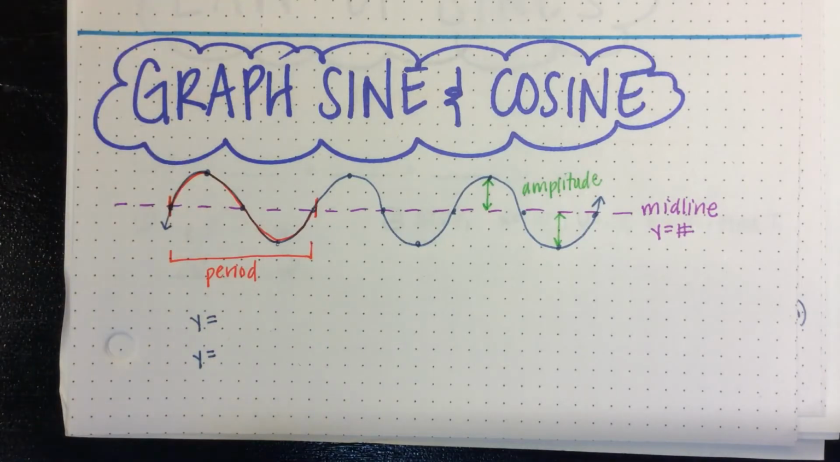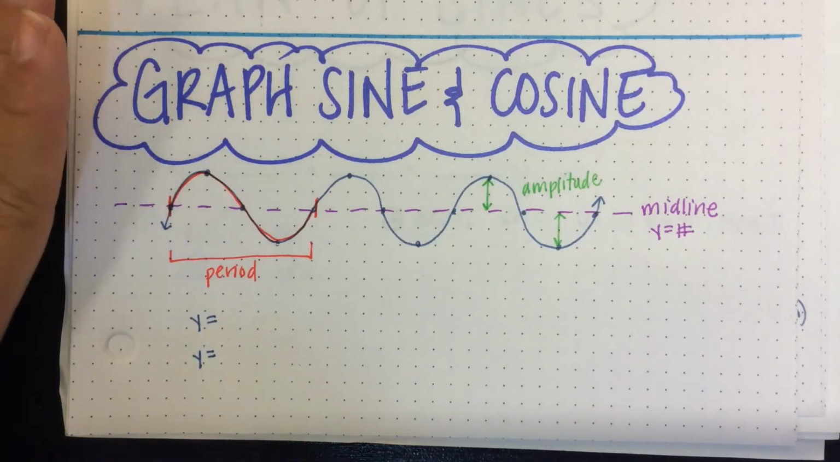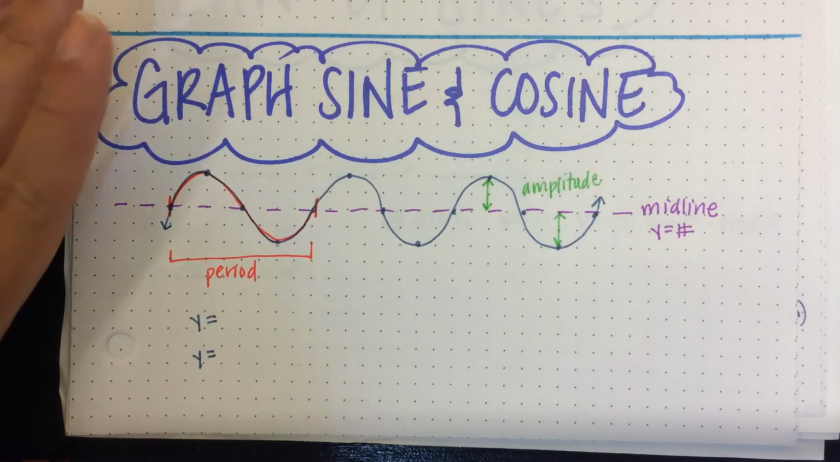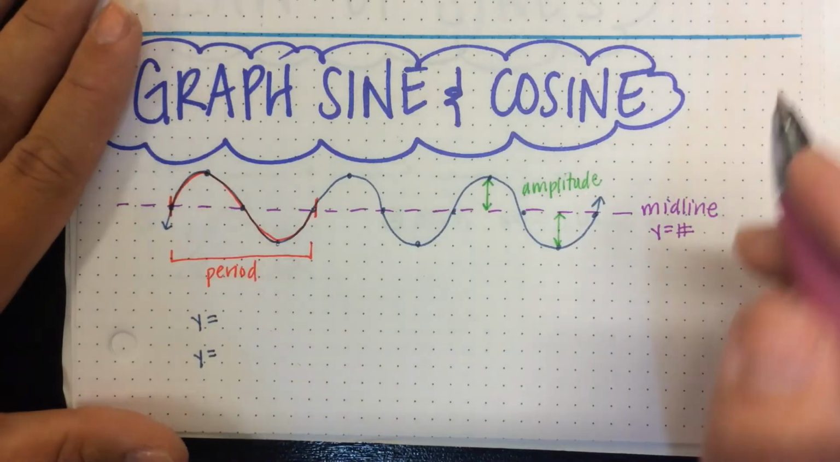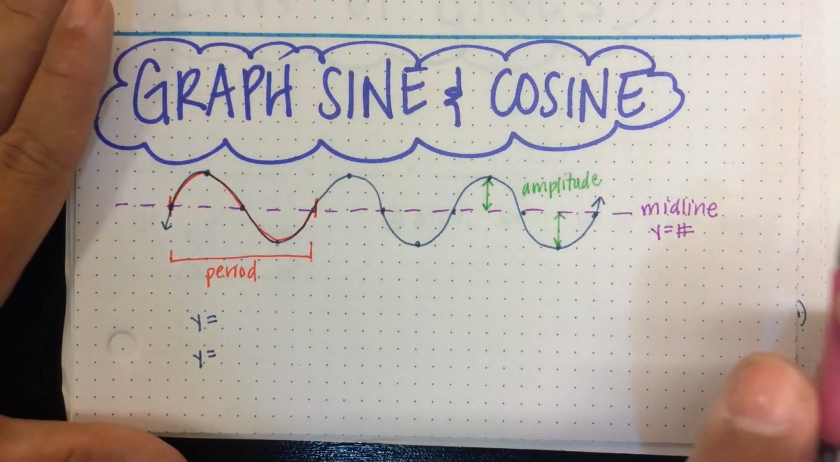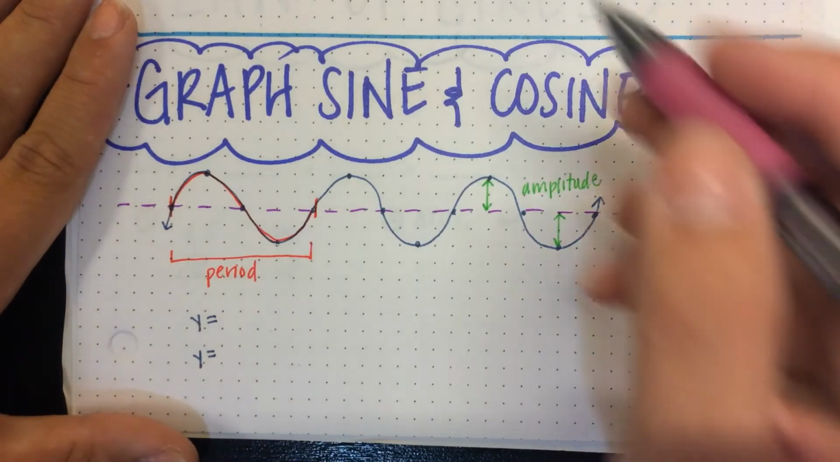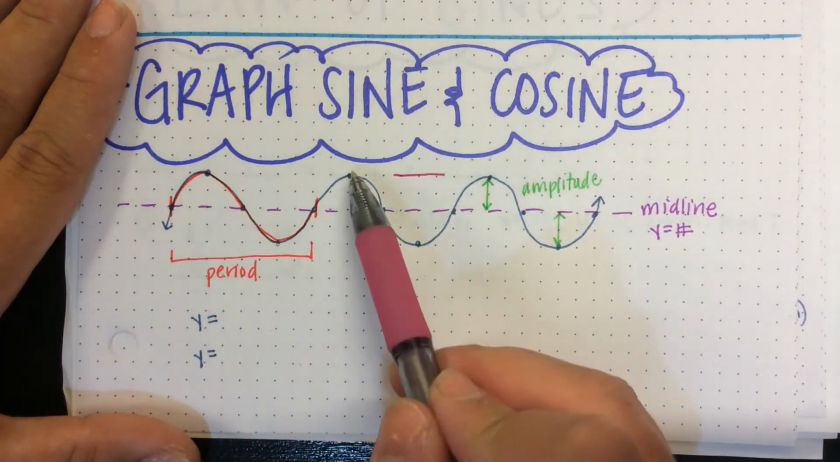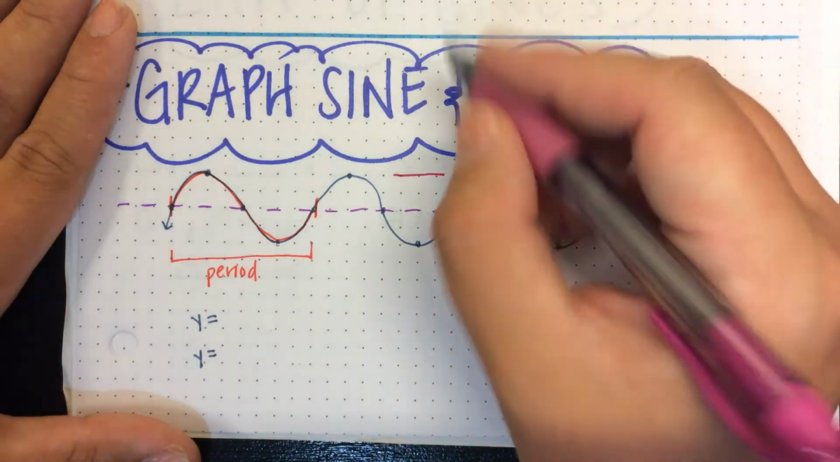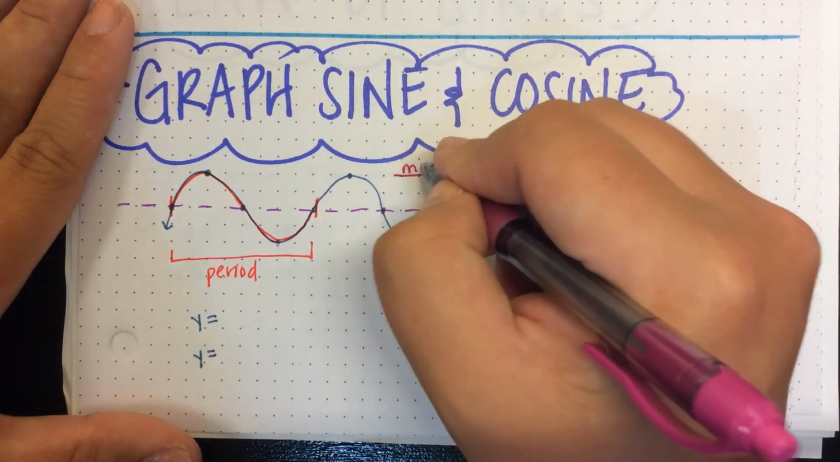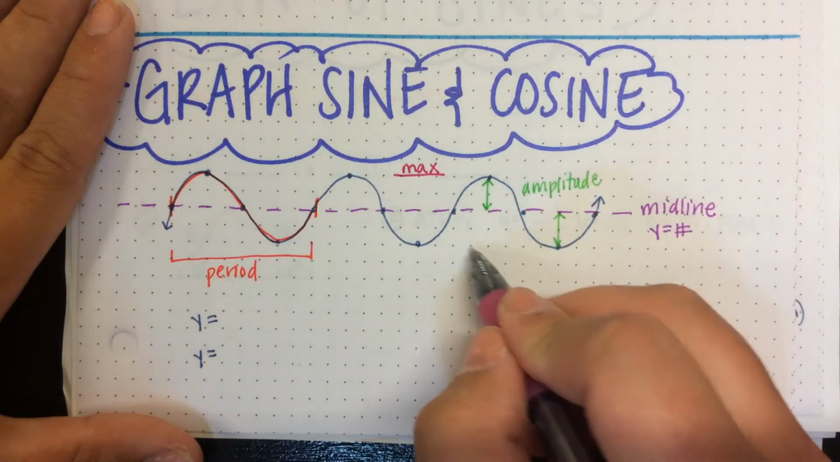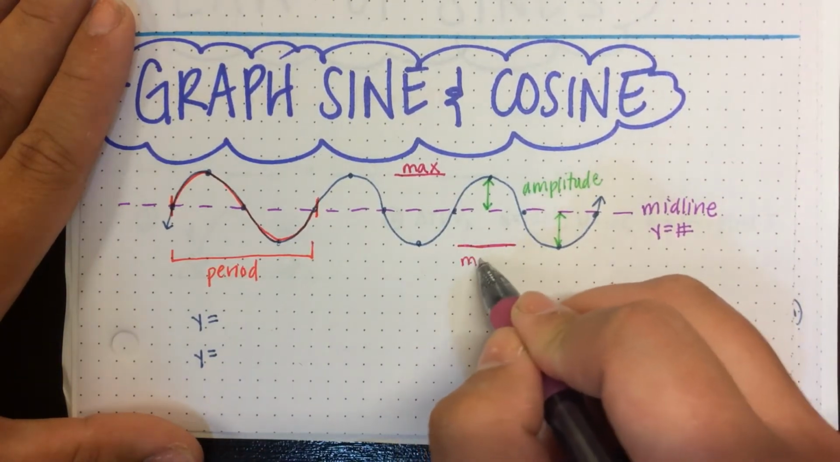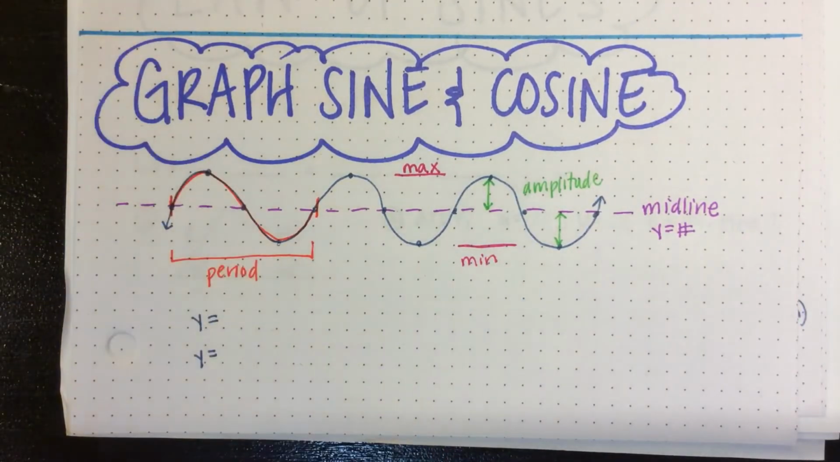Okay, and then the last thing you've got to be able to get from the graph is our maximum and minimum values. So for the maximum value, we're talking about y values. The max value is going to be wherever the top is. It's always going to be the same top every time you get to a mountain. So that y value there is the max, and then the min is the bottom. So those are pretty easy to get.